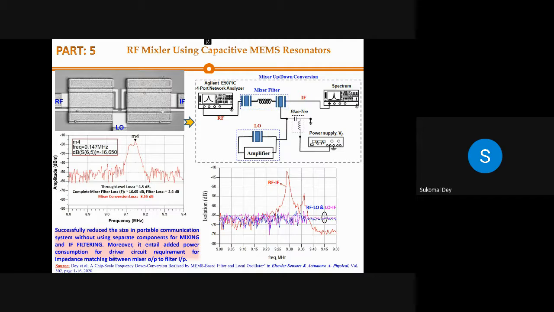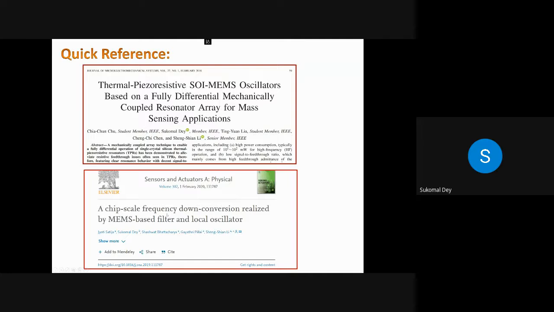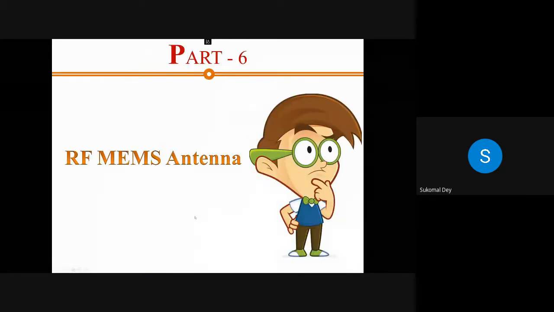So the detailed reference of the oscillator that I first presented, more information is available in this paper. Interested readers can go through that paper, and the down conversion, the mixer operations that I just described, are also available in this paper. Now with this, I have almost come to the last stage, that is the antenna.